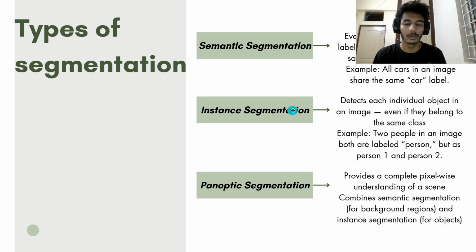Then let's look forward into the types of segmentation. In semantic segmentation, every pixel is assigned a class label, but individual objects of the same class aren't separated. Example: all cars in an image share the same label, car. We'll look into an example in detail so you'll understand more nicely. Instance segmentation detects each individual object in an image. Even if they belong to the same class, they'll have a different label. Like two people or two different cars in an image will have labels person one, person two, car one, car two. And panoptic segmentation provides a complete pixel-wise understanding of the scene, combining both semantic segmentation and instance segmentation.